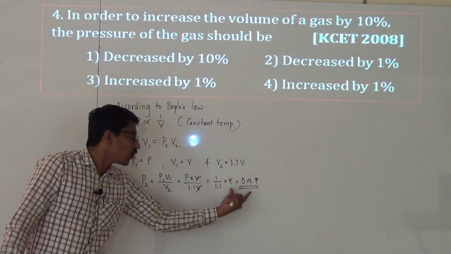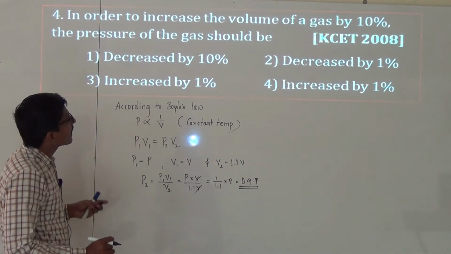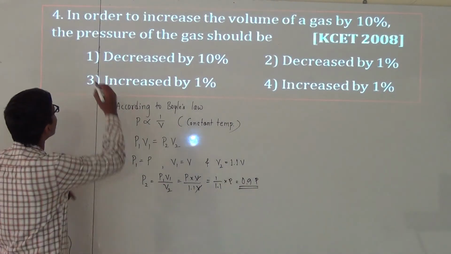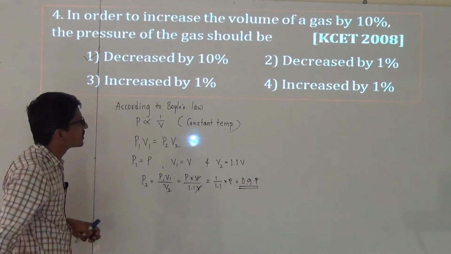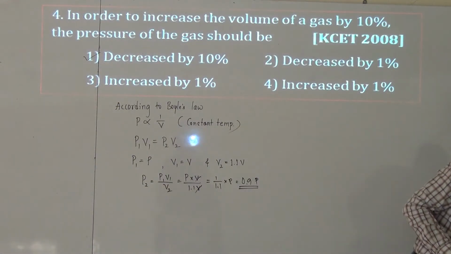When the volume is increased by 10%, the pressure decreases by 10%. The first correct option is decreased by 10%. First option is the correct one, decreased by 10%.